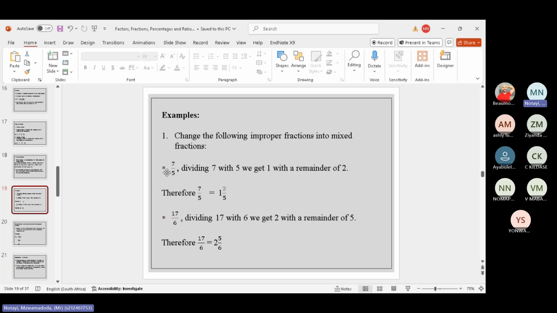We have 7 divided by 5. Dividing 7 by 5, we get 1. So there's only 1 five in 7 with a remainder of 2. So therefore, 7 over 5 is equal to 1, that is the whole number, 2 over 5. So 17 over 6, if we divide 17 by 6, we get 2, that is there are 2 sixes in 17. And then the remainder is 5, therefore 17 over 6 is equal to 2, 5 over 6.